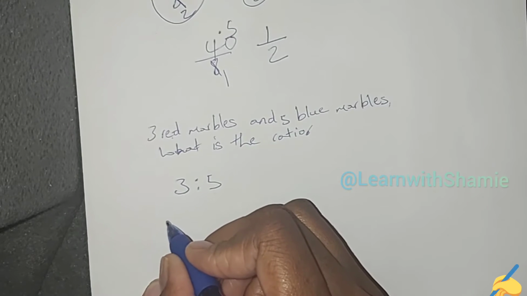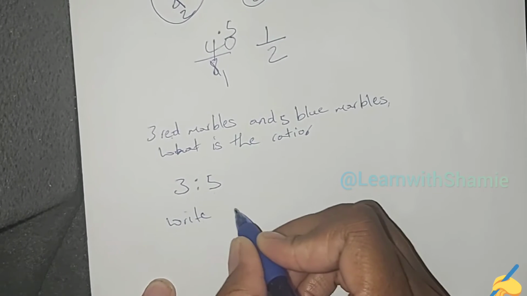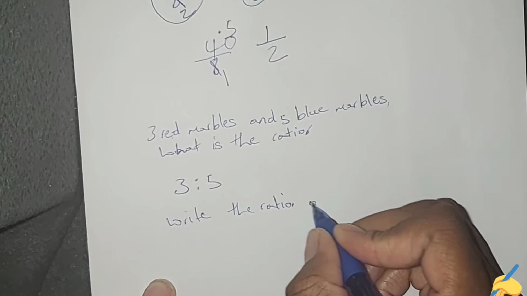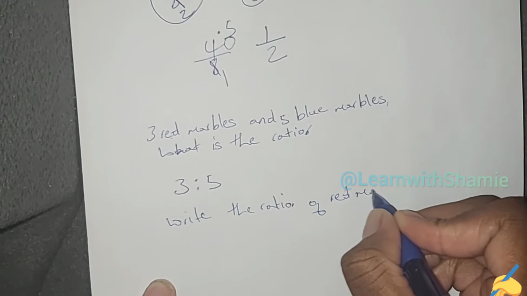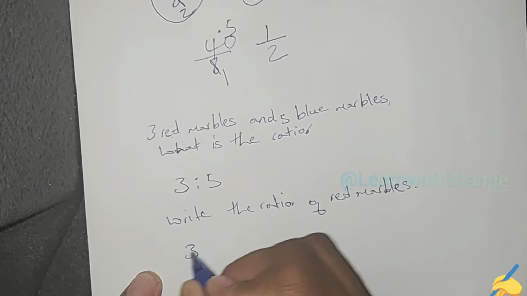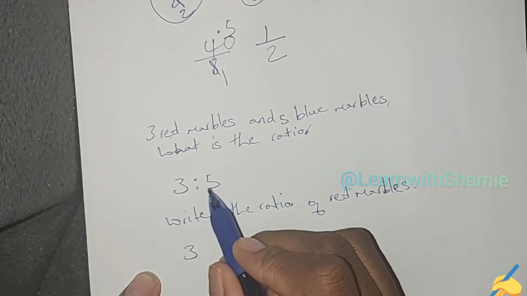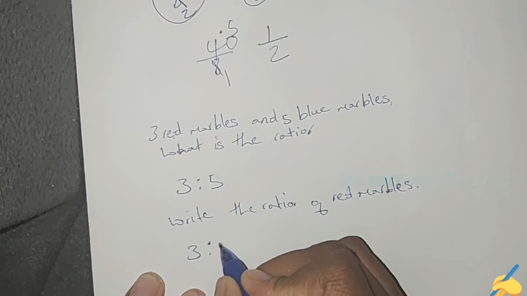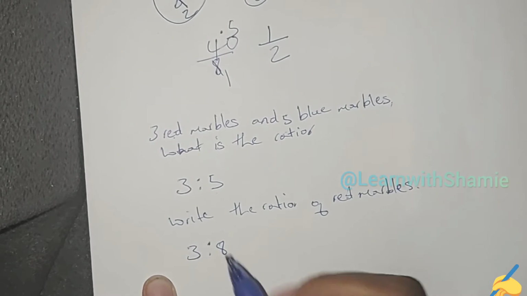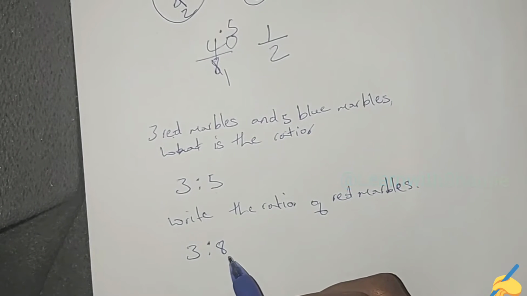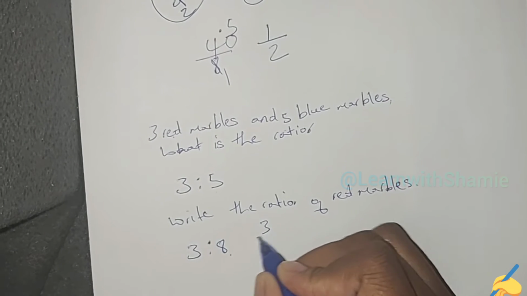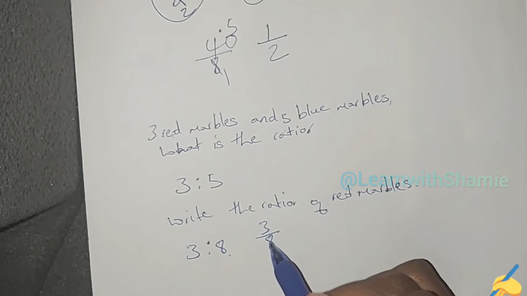If you should be asked to write the ratio of red marbles, it would be 3 to the total number of marbles. So it would be 3 to 8, because 5 plus 3 is equal to 8. So the ratio of red marbles would be 3 to 8, and that could be written as a fraction. So 3 out of 8. So it would be 3 red marbles out of 8.